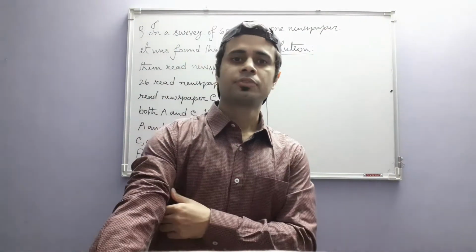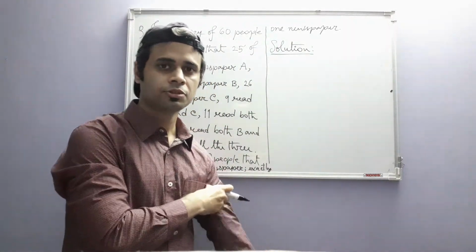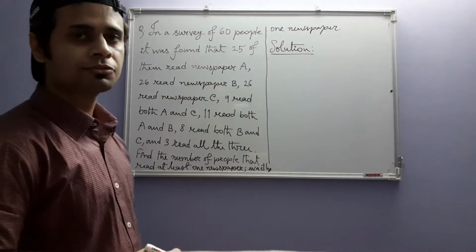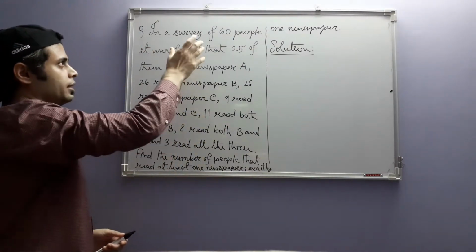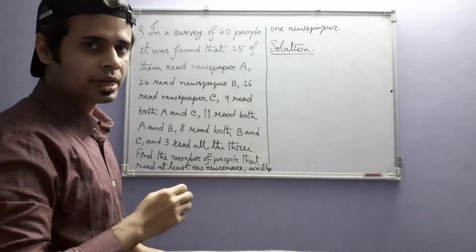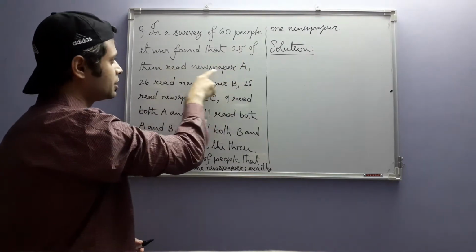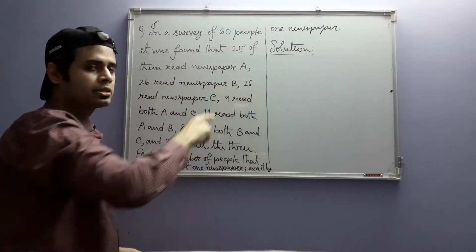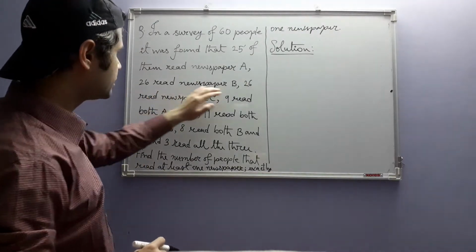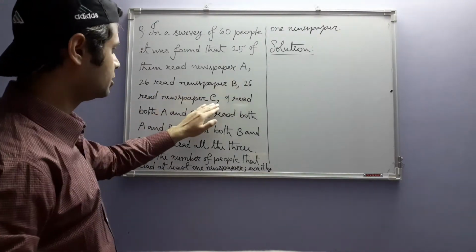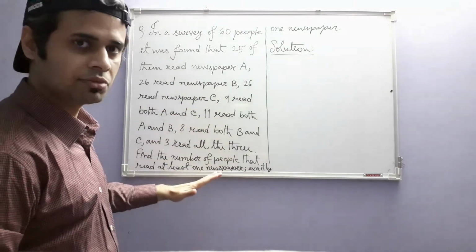So in this part of the video, we are going to see how set theory can be used to solve some real life problems. For example, you look at this problem. A collection of 60 people has been surveyed, and out of them, 25 of them read newspaper A. So it's about them reading some newspapers. Okay, 26 read newspaper B, 26 read newspaper C, and some other similar information is given.